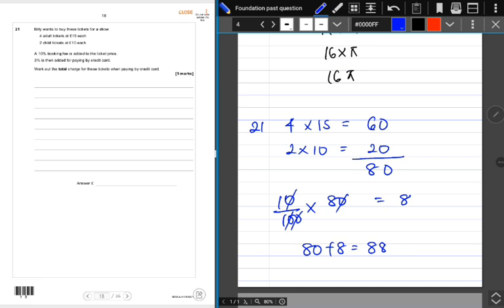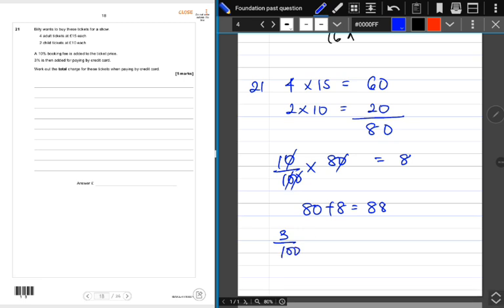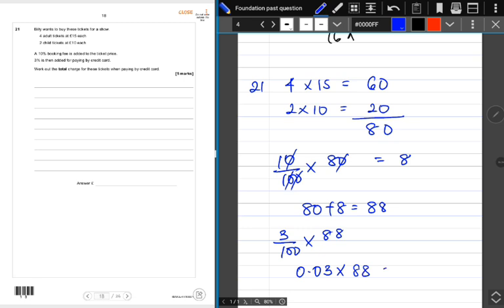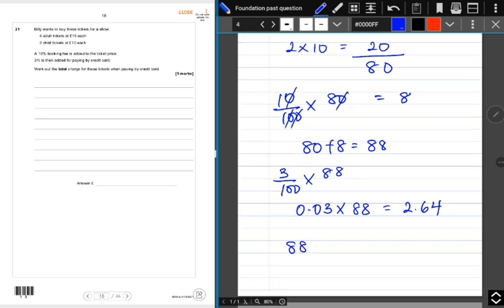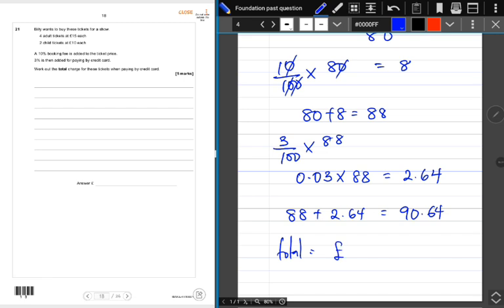Now a 3% is then added for paying by credit card. So 3%, that will be 3 over 100 times 88. I can write this as 0.03 times 88, which is going to give us 2.64. Now we have 88 plus 2.64, which gives me 90.64. So the total charge equals 90.64.